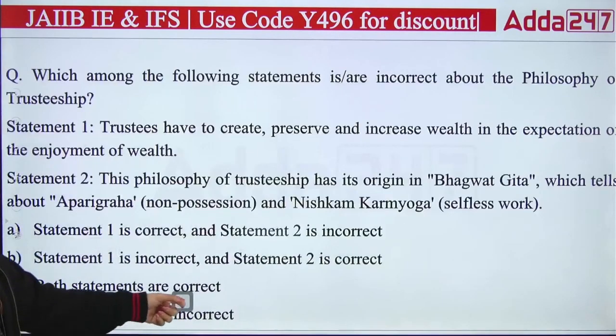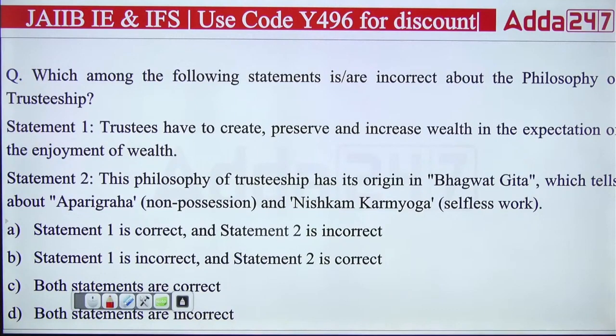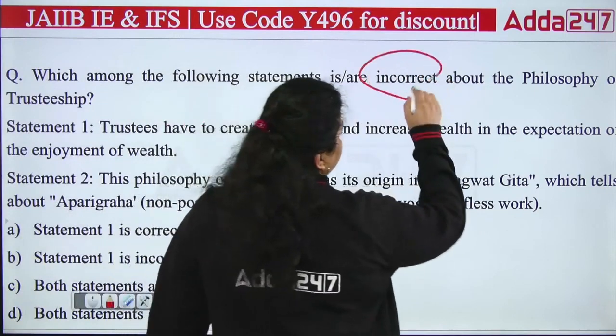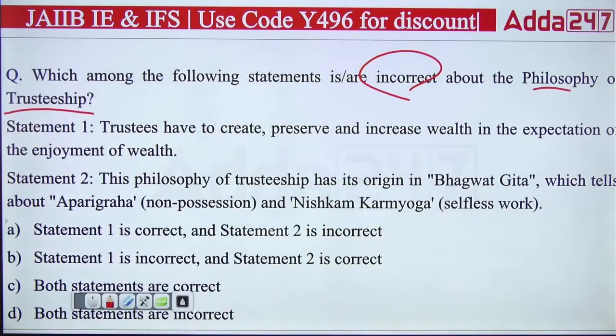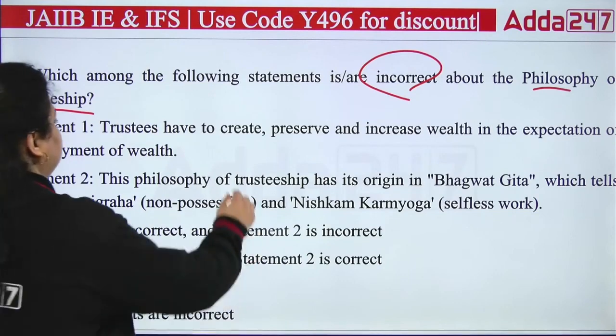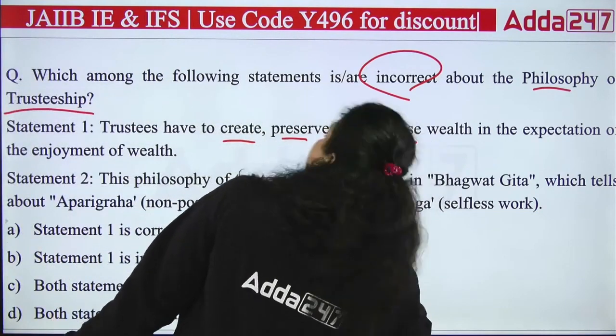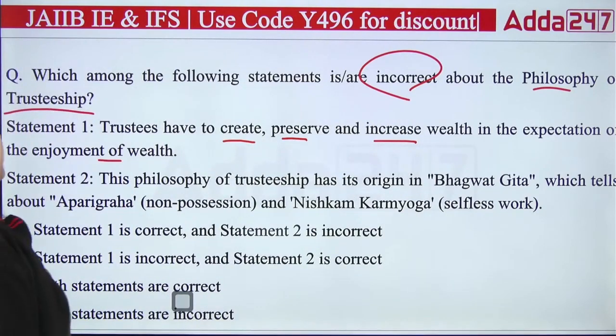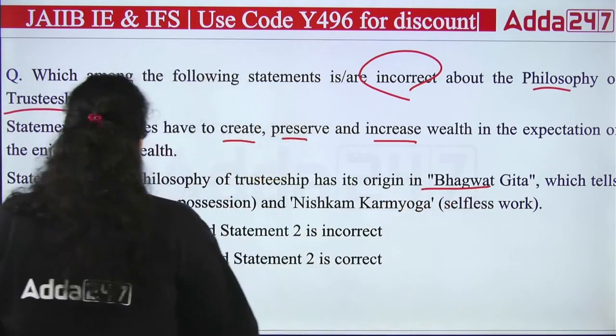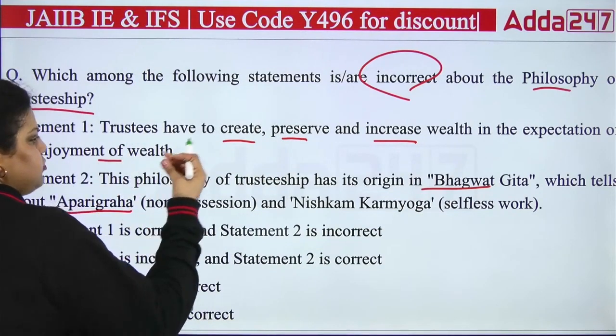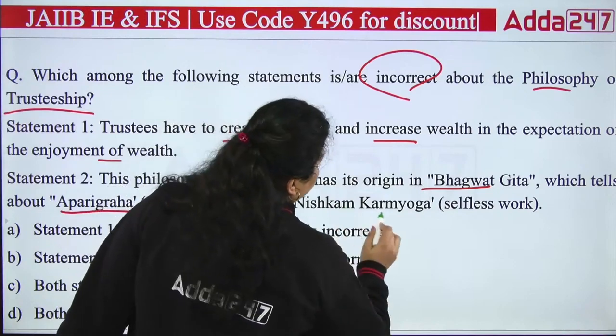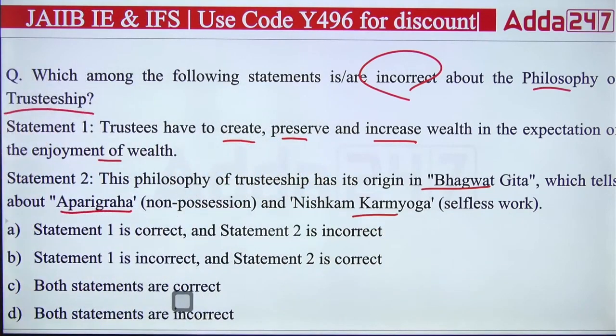Next question we have. Mostly I have statement-based questions today. Which among the following statements are correct about the philosophy of trusteeship? You have to answer A, B, C or D. First is saying trustees have to create, preserve and increase wealth in the expectation of enjoyment of wealth. Second, the philosophy of trusteeship has its origin in the Bhagavad Gita, which tells about aparigraha, that is non-possession, and nishkam karma yoga, that is selfless work. So these two statements have been given for trusteeship. Let me know which of the following is correct.